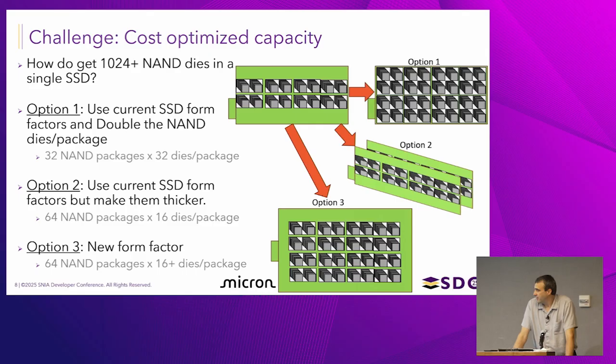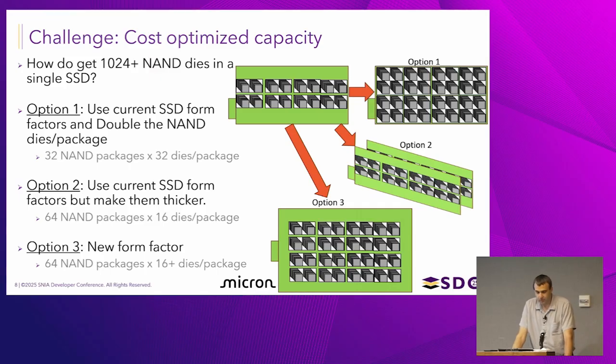You could use the current SSD form factor and double the NAND dies per package, right? We're just doing basic algebra here. 32 times 32 is 1,024. You could use a current SSD form factor but make them thicker, basically. Instead of an E3.L1T, you can go E3.L2T. You can go down that path.